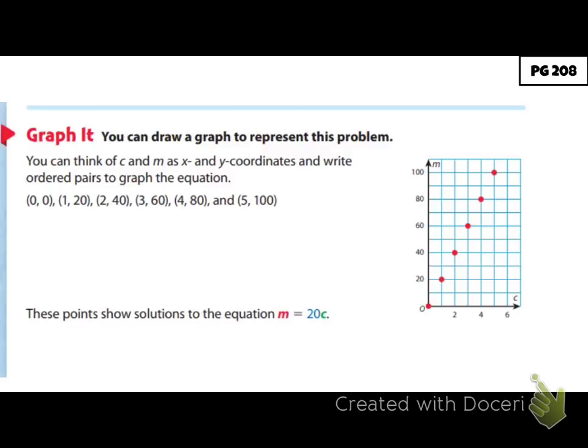We can draw and graph to represent this problem. So it says, you can think of C and M as X and Y coordinates and write the ordered pairs to graph the equation. So, when we had 0 candles, we had 0 money. When we had 1, we had 20. When we had 2, we had 40. So you can see our ordered pairs are coming from those. All we have to do is then plot those points on the line, and these points now show the solution to the equation M equals 20C.